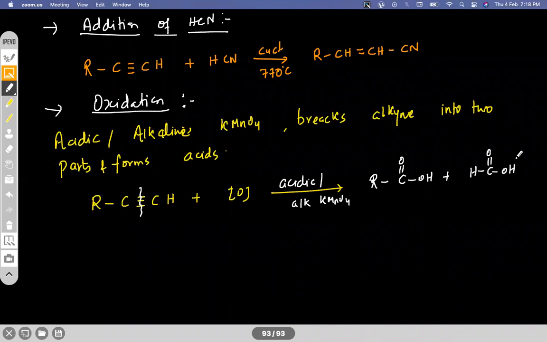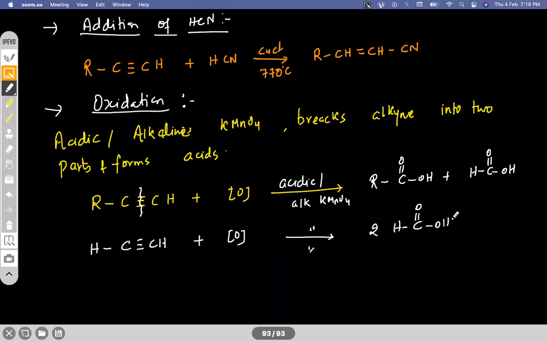Especially for these kinds of oxidation reactions, you just need to know how to write down the product. Mechanism, they won't ask you ever. Mechanism is not at all required in competitive exams also. Suppose we have HC triple bond CH, goes under oxidation reaction. It gives you formic acid, two molecules of formic acid. But we have one change over here, one exception, in fact.